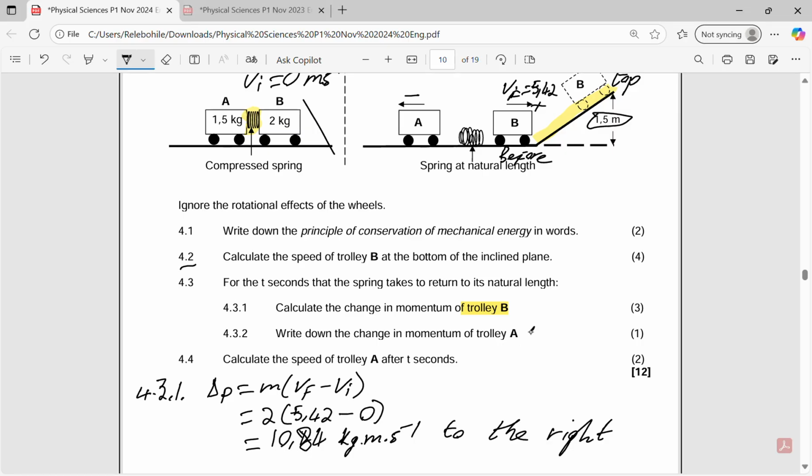value. So we'll say delta P will be equal to 10,84, but in the opposite direction, that is 10,84 kg meters per second. To which direction? To the left. Okay, now we are done with 4.3.2, we move on to 4.4. They say calculate the speed of trolley A after t seconds.